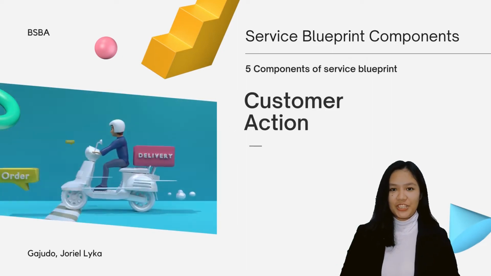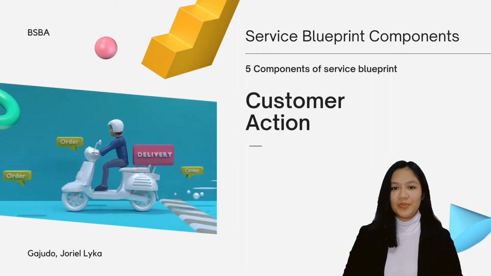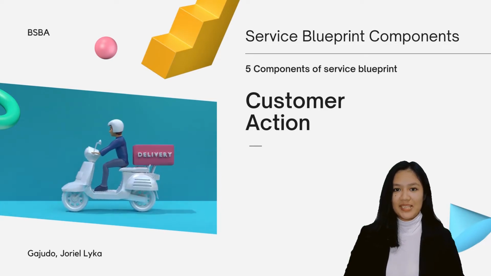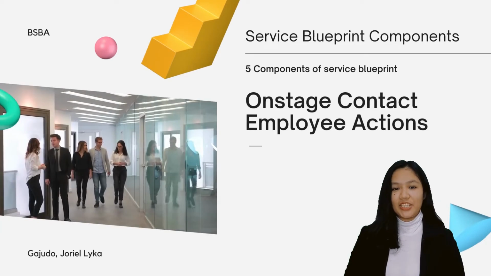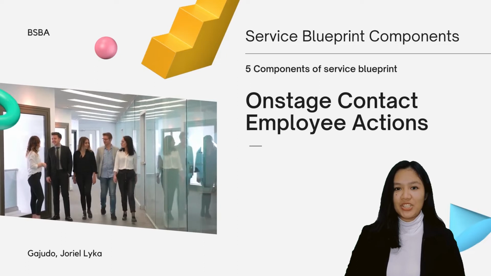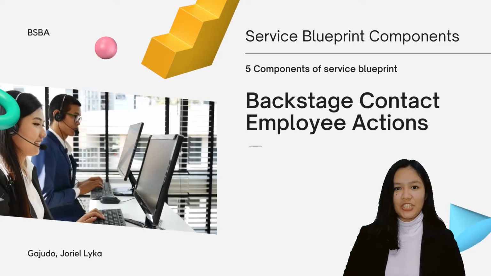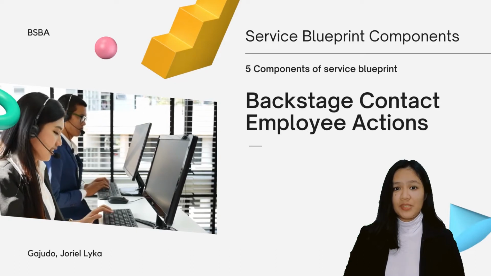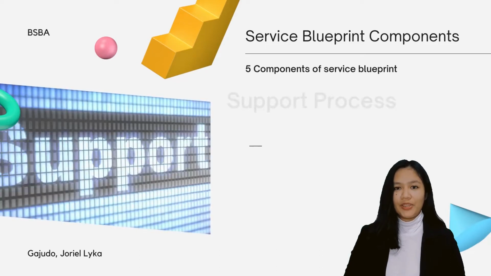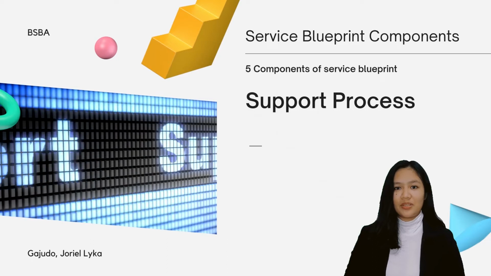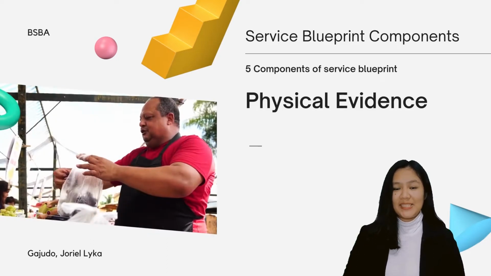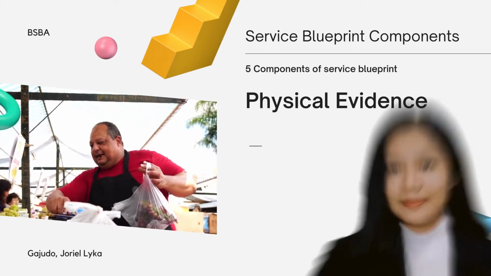First, customer action. It includes all the steps a customer takes during the service delivery process. Second, on-stage contact employee action, where the actions of the employee are visible. Third, backstage contact employee action, where the interactions are not visible to the customers. Fourth, the support process, which is the critical one. And lastly, physical evidence of the service.